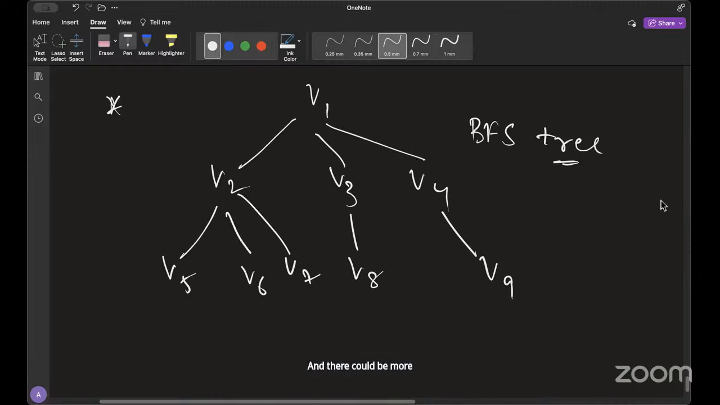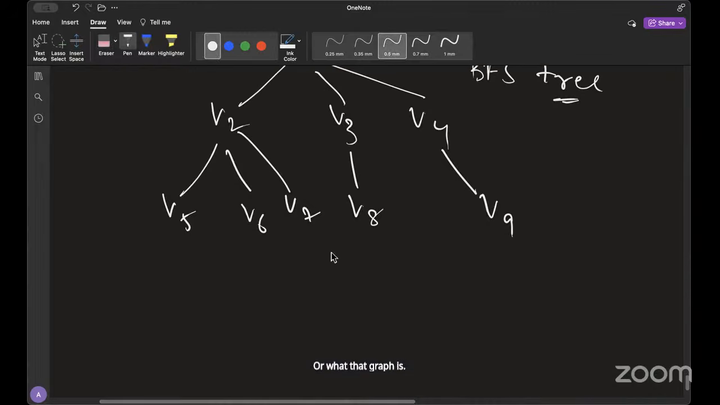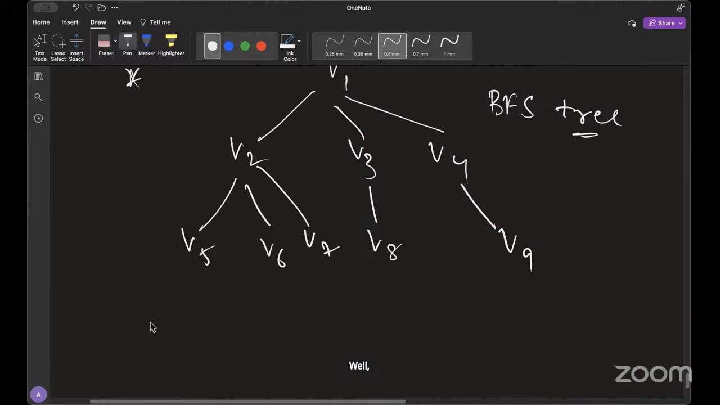And there could be more than one graph which can have the same BFS tree. There could be graph 1 which has this tree as its BFS tree when we start from V1. There could be another graph 2 which has the same tree. So there's no unique graph. So what are the questions like? The questions are like, can this graph have this BFS tree, or can this be a possible graph for this BFS tree? Or if this is your BFS tree, then can this be an original graph? You will be given a graph, or what that graph is. Or the questions are framed like this: can you have an edge?